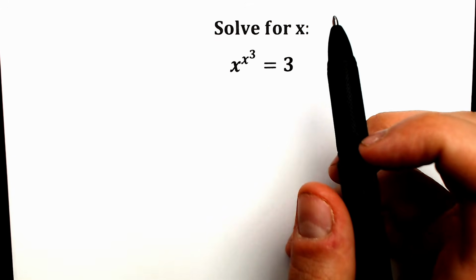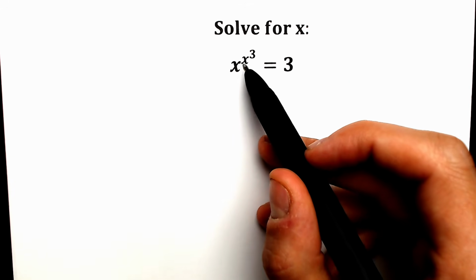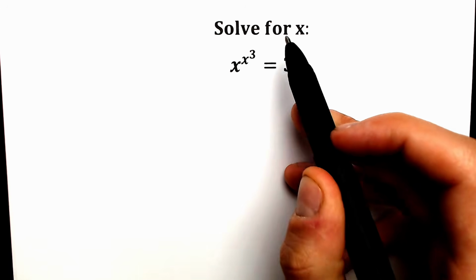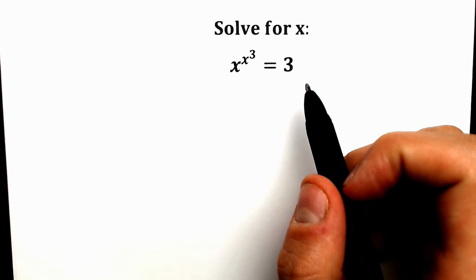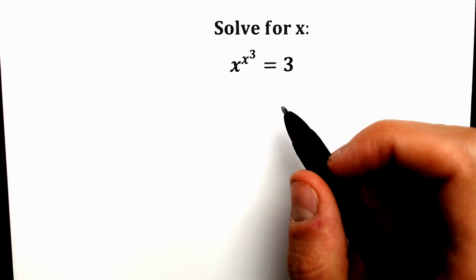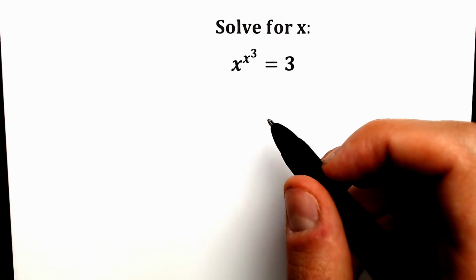Today we have a really interesting Olympiad question: x to the power 3 equal to 3. We need to solve this question for x. If you have your solution, you can also write it in the comments below. It will be really interesting to read about your solution, and of course we will check our answers at the end of the video. So let's start.